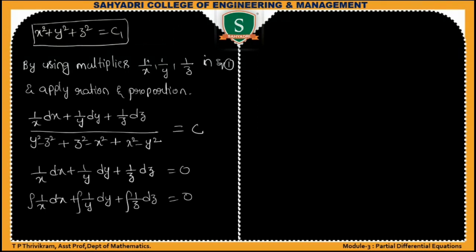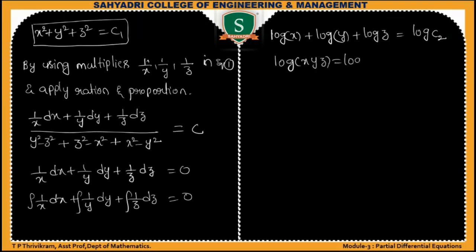Okay. So finally, log x plus log y plus log z is equal to log c2. So this can also be written as log of x into y into z is equal to log c2. Implies x y z is equal to c2. Take it as equation 1, take it as equation 2.